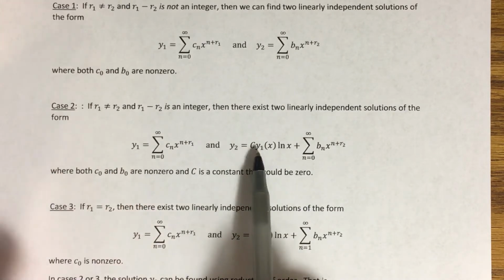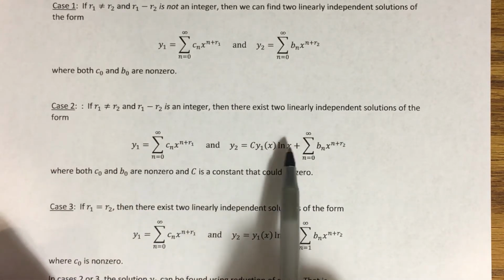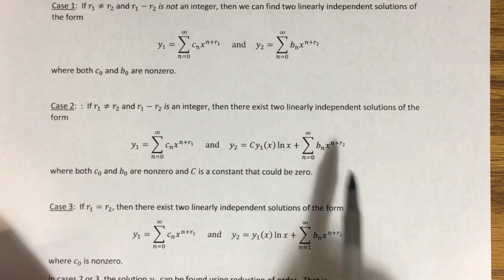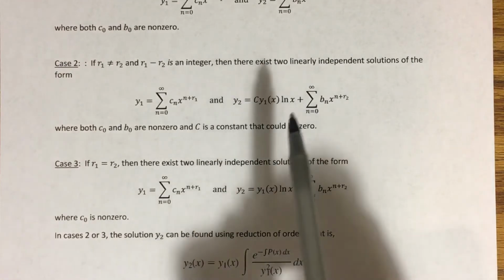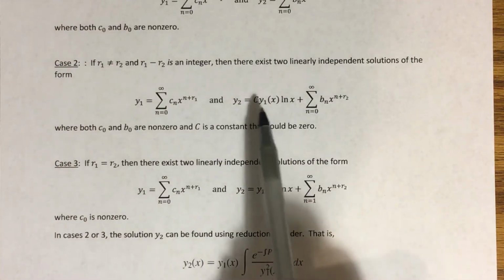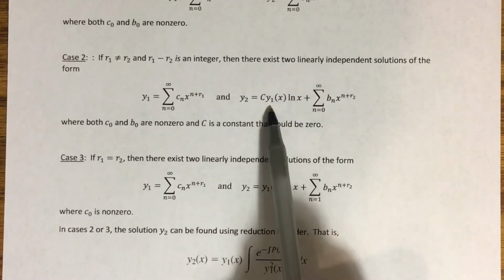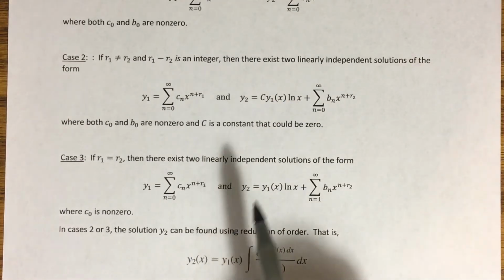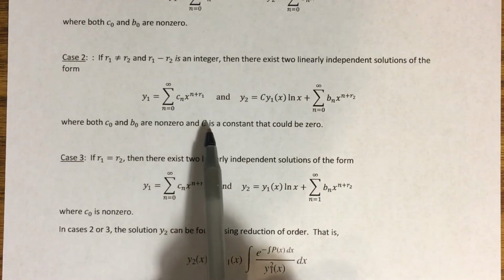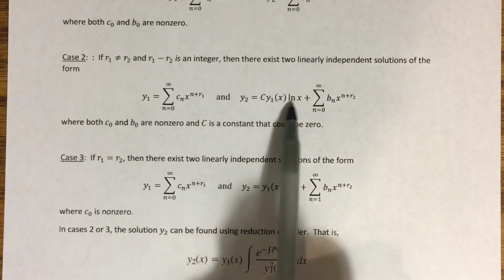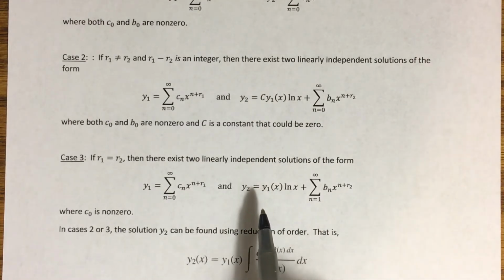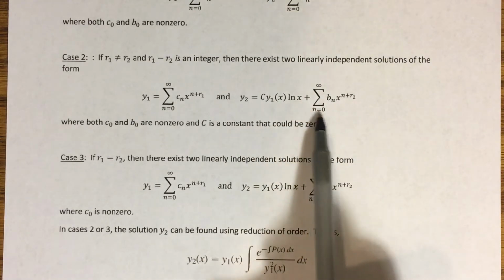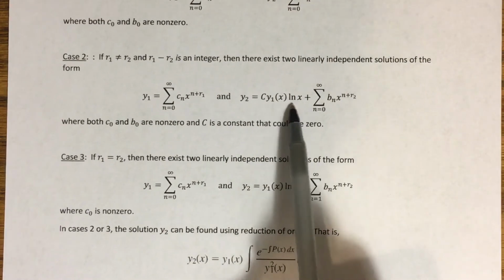Some constant, which you have to find, times y1 of x, which is what we got here, natural log of x, plus another series that takes the form of what you would expect to find in Frobenius' method. Okay? I'm not showing right away where this term comes from, but I'll mention where it comes from at the end. It is possible that this term c can equal 0, which would cause this entire term to go away, giving us a series that looks like it would have come from Frobenius' method. But in general, we don't always get that second series, and so this term might show up.